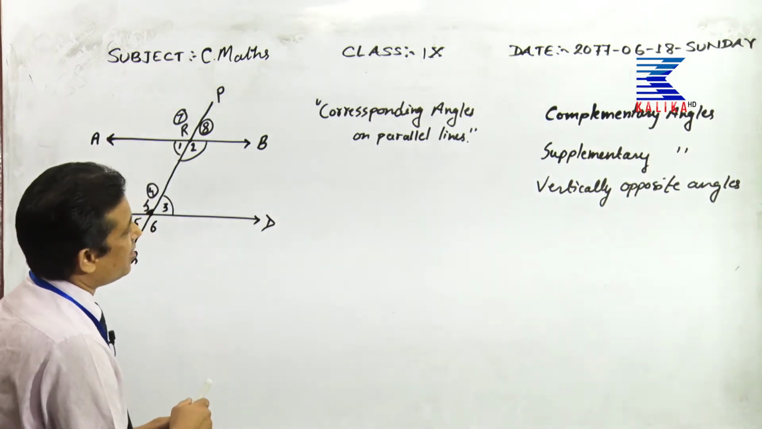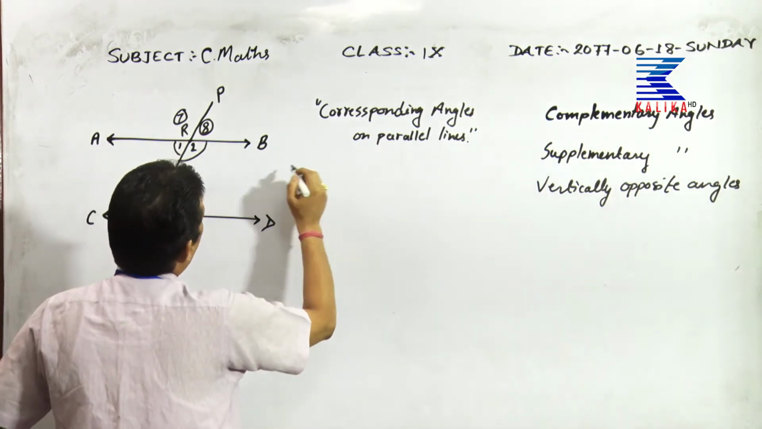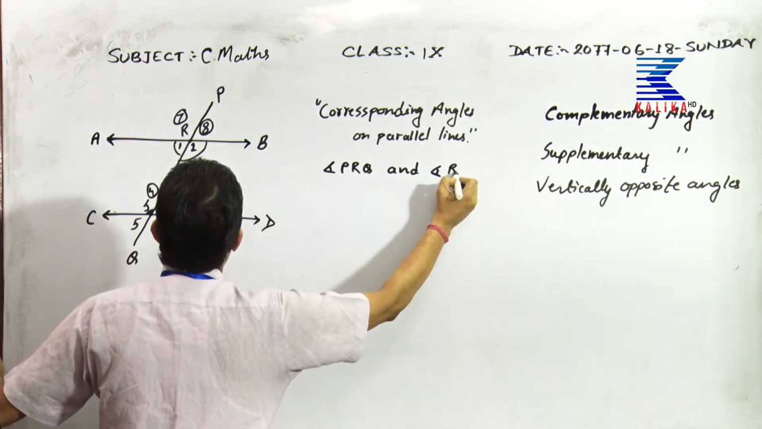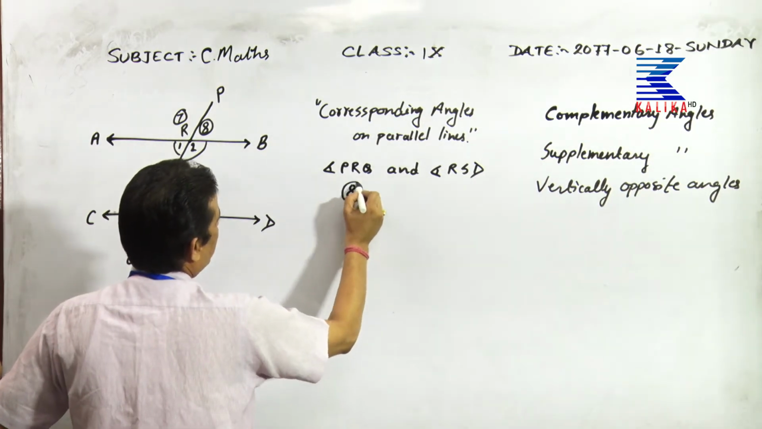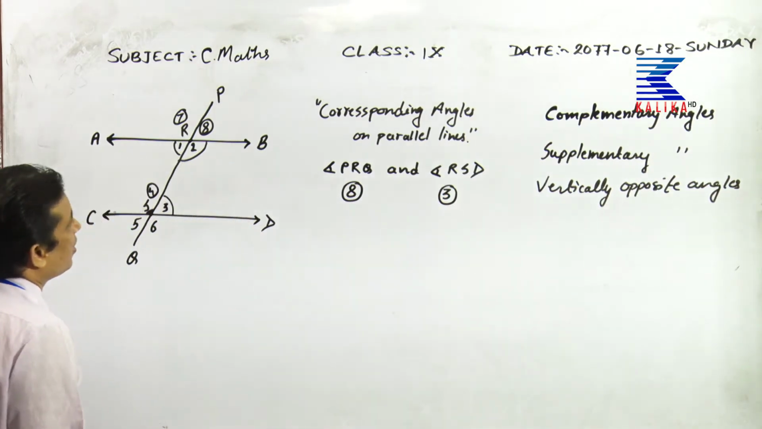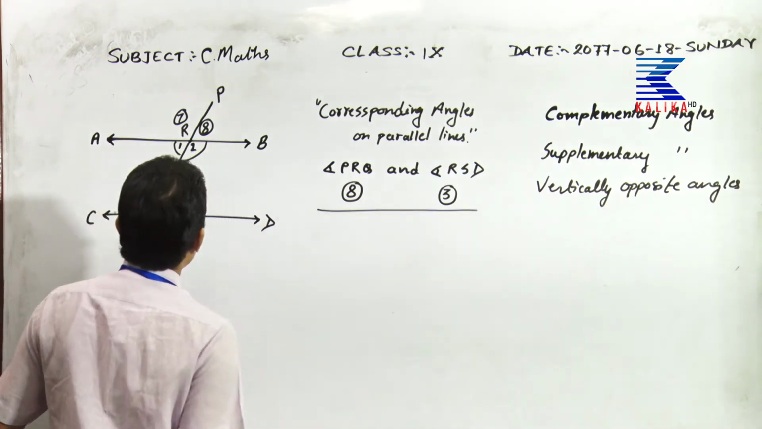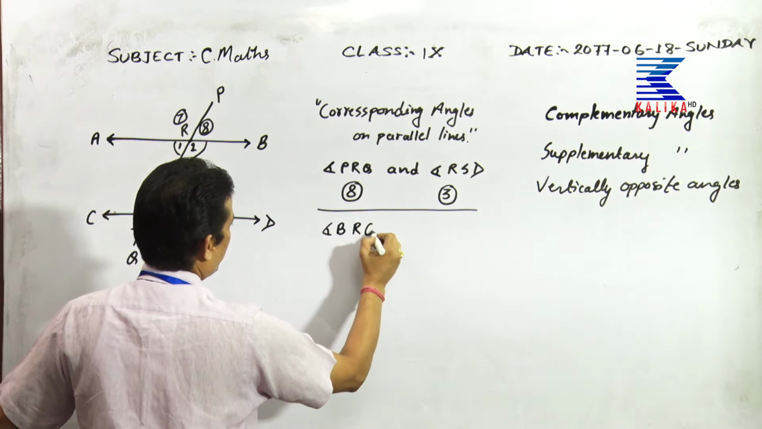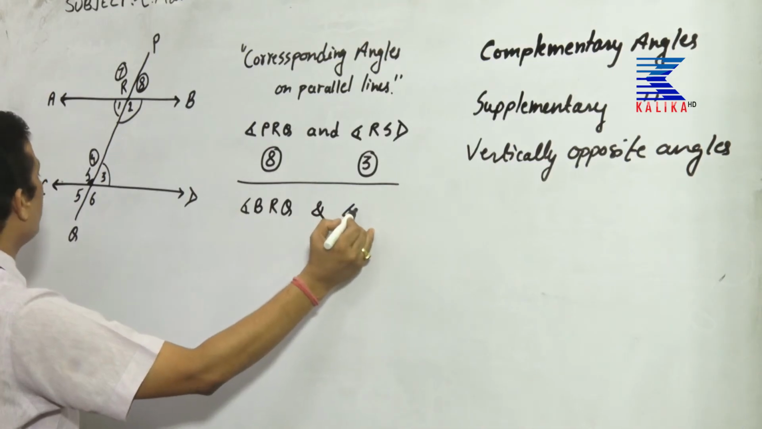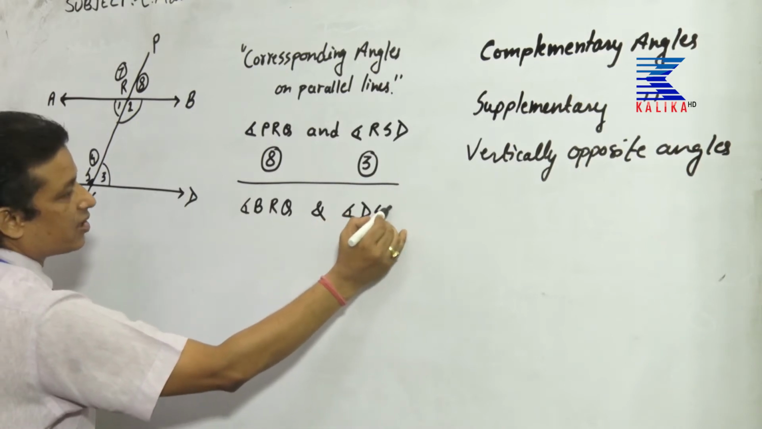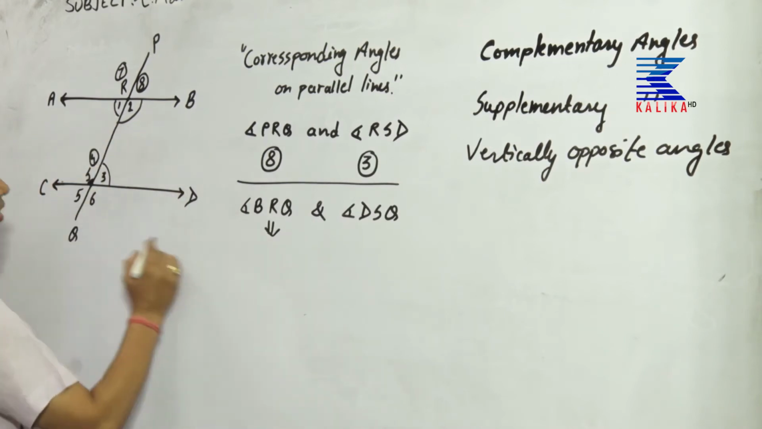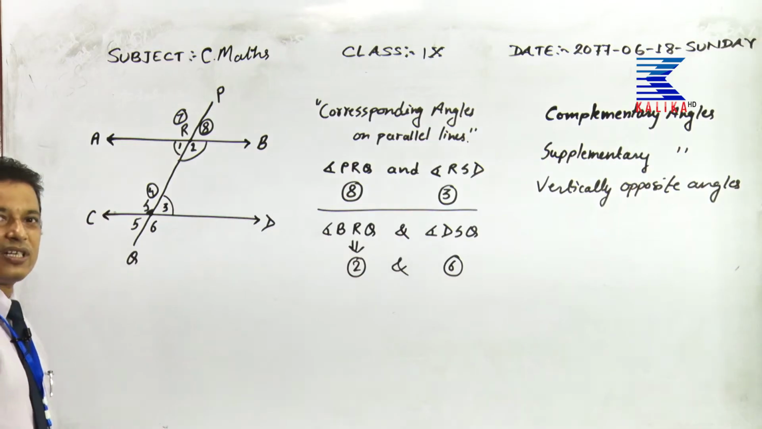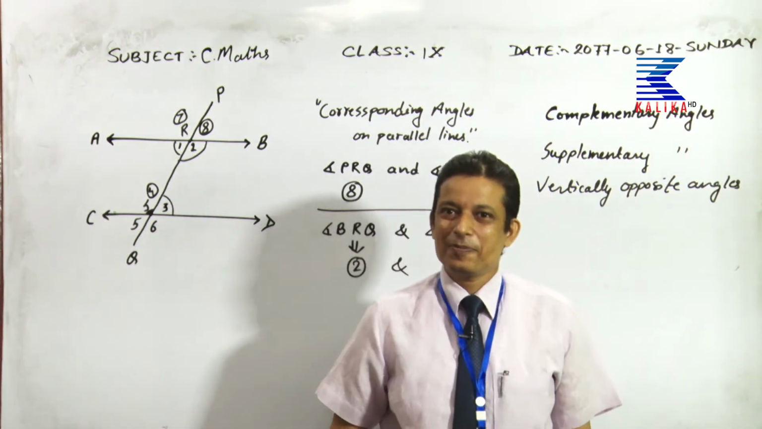So, corresponding angles means, look here, angle PRQ and angle RSD. According to the numbering, PRQ is given number 8, and RSD is given number 3. These are called corresponding angles. Similarly, next one you can see as an example, I will expand later. In short, BRQ and DSQ. BRQ is number 2, DSQ is number 6.